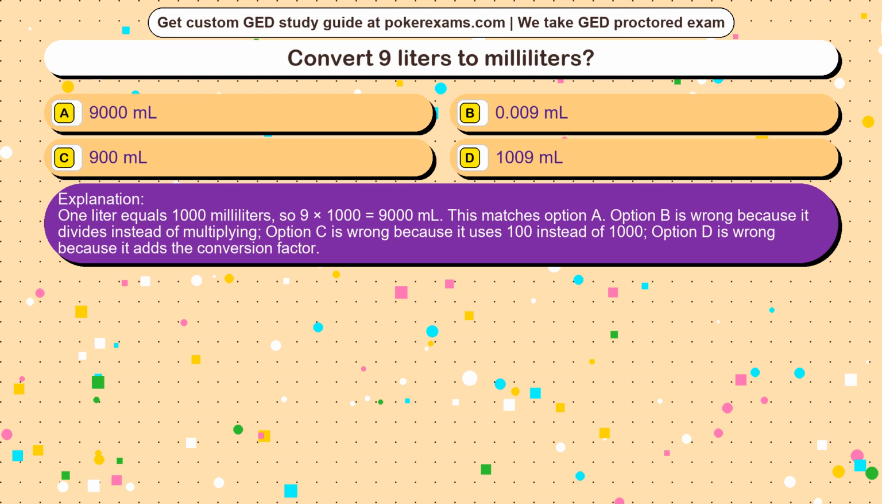This matches option A. Option B is wrong because it divides instead of multiplying. Option C is wrong because it uses 100 instead of 1000. Option D is wrong because it adds the conversion factor.